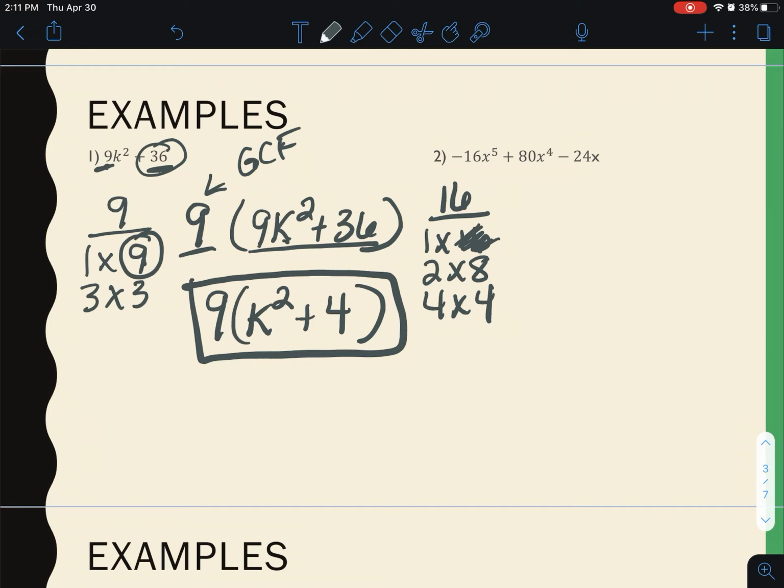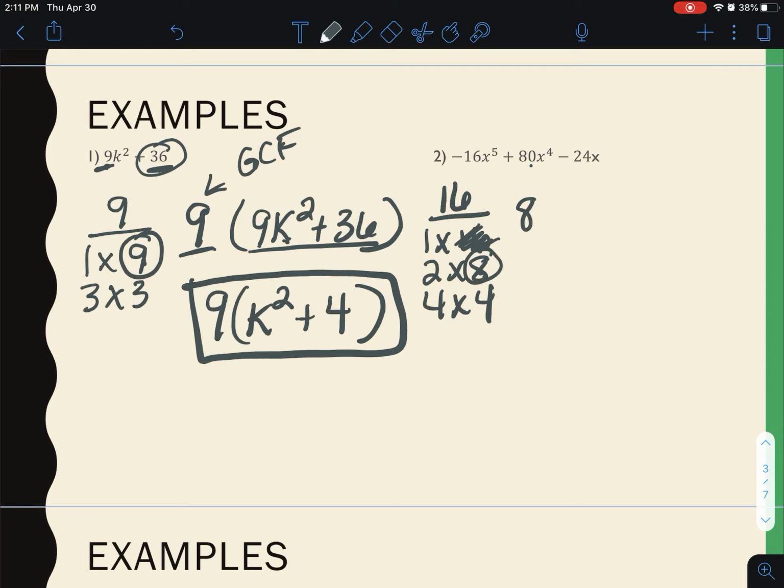So then I look at my next one, 8. I always start with the largest and work my way down until I find one that works. 8 is a factor of 80 because 8 times 10 is 80. 8 is a factor of 24 because 8 times 3 is 24. So that's going to be my greatest common factor.